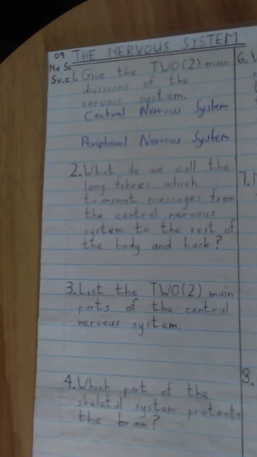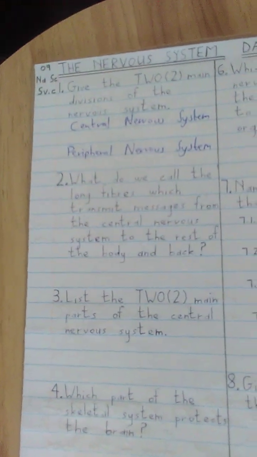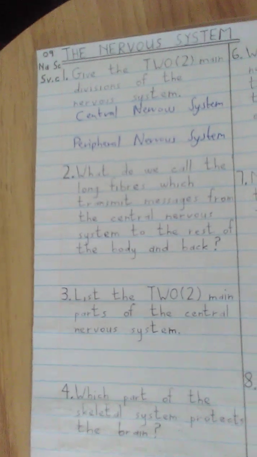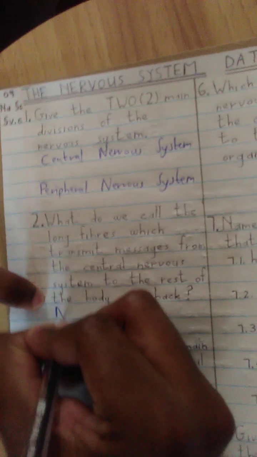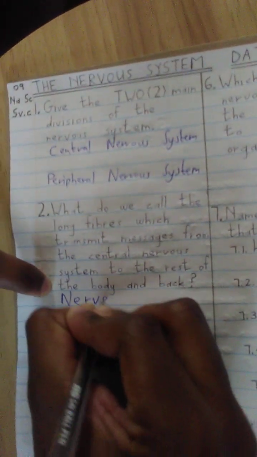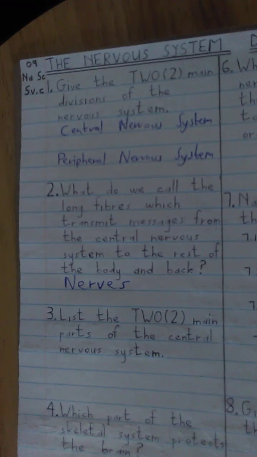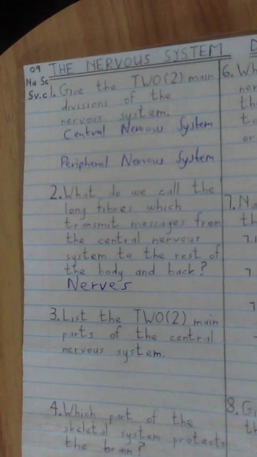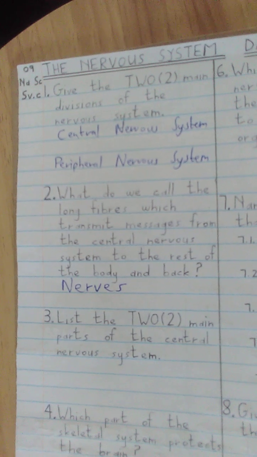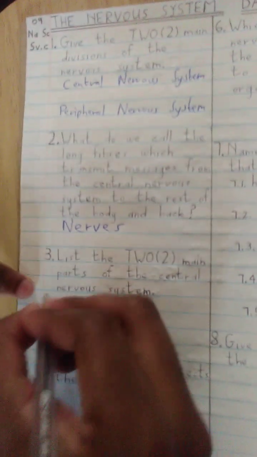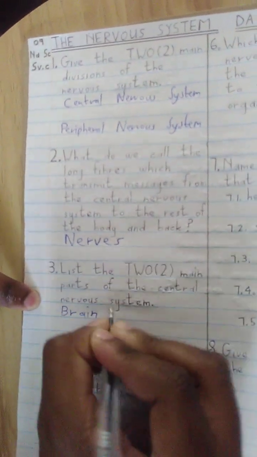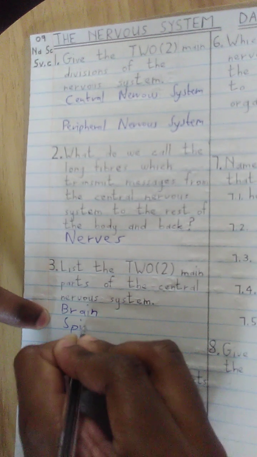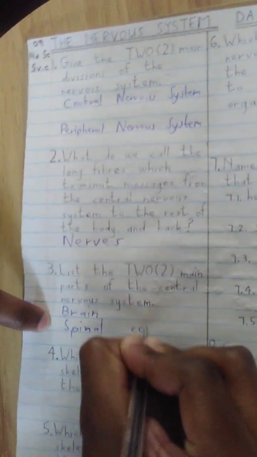Number 2 states, what do we call the long fibers which transmit messages from the central nervous system to the rest of the body and back? So these are called nerves. Nervous tissue is also acceptable. Number 3 states, list the two main parts of the central nervous system. So the central nervous system is made up of the brain, which is in the skull, as well as the spinal cord, which are the nerves that run along the vertebral column.